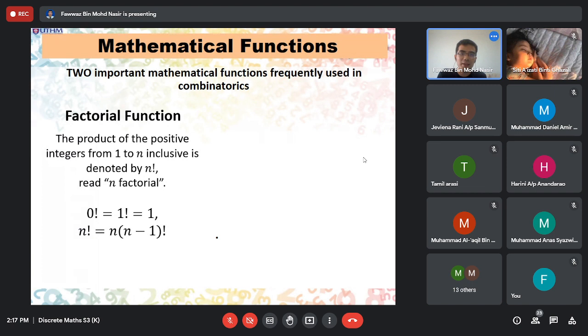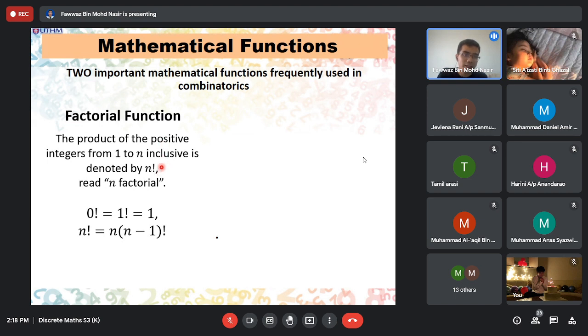Memang kita akan pakai. Okay, sebab factorial function ni basically purpose dia adalah untuk simplify proses untuk kita count saja sebenarnya, supaya kita tak perlu go through thoroughly each number of ways. So satu, dia memudahkan kita count, satu lagi dia simplify dari segi cara kita write kita punya number of ways tu. Okay, so basically the factorial function is the product of the positive integers from 1 to n inclusive is denoted by n.